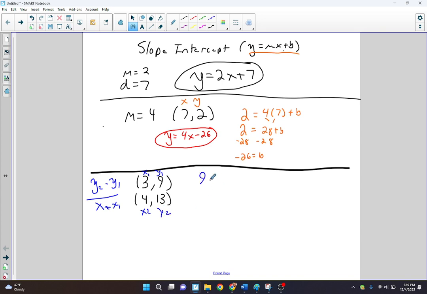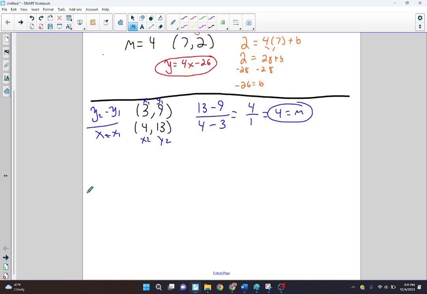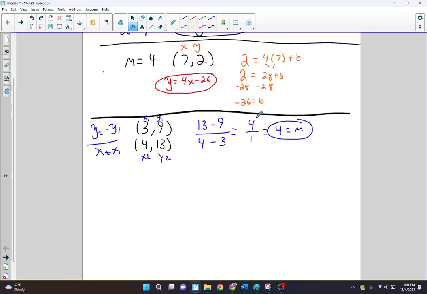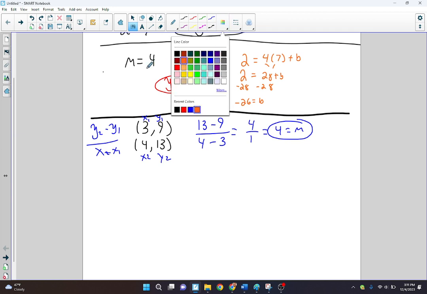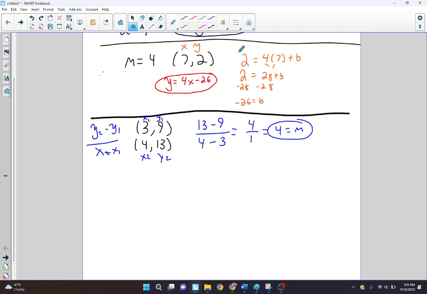So it's going to be 13 minus 9 over 4 minus 3. This ends up being 4 over 1 or just 4. So your slope in this case is just 4. So with that in mind, because it's just 4, what we're going to do is now plug it into the equation like we did before, like over here. So we're going to plug it into the equation.